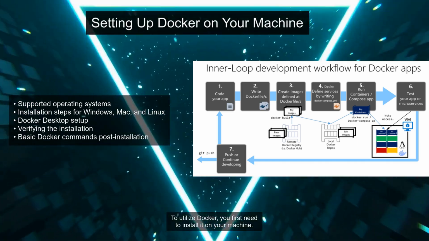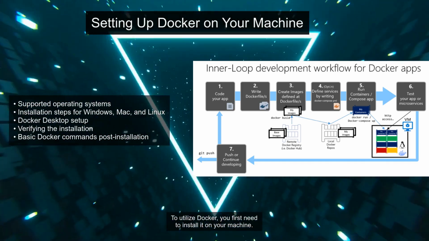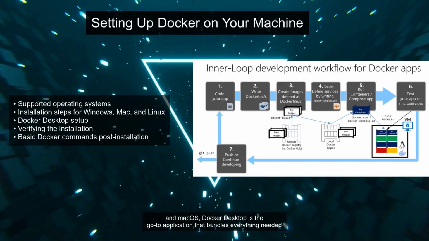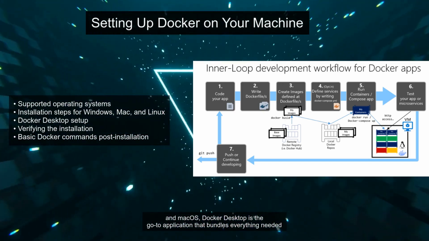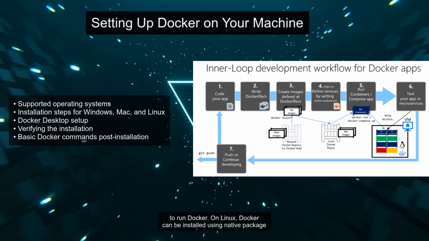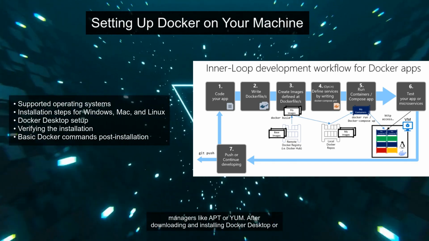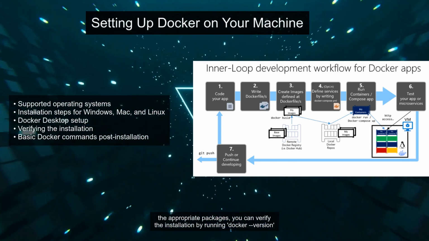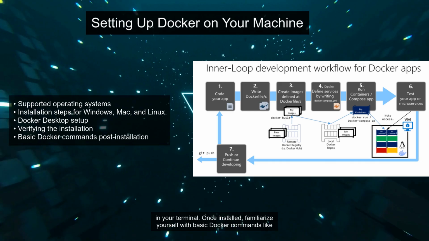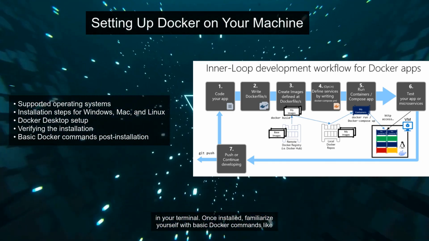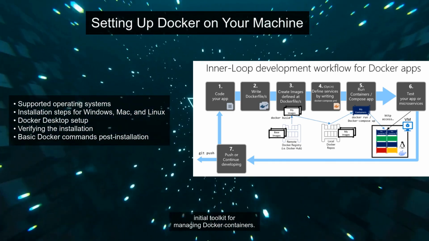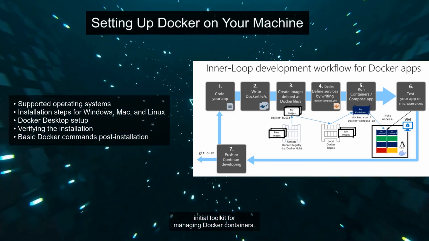To utilize Docker, you first need to install it on your machine. Docker supports various operating systems, including Windows, Mac OS, and Linux. For Windows and Mac OS, Docker Desktop is the go-to application that bundles everything needed to run Docker. On Linux, Docker can be installed using native package managers like apt or yum. After downloading and installing Docker Desktop with the appropriate packages, you can verify the installation by running docker version in your terminal. Once installed, familiarize yourself with basic Docker commands like docker run, docker ps, and docker stop. These will serve as your initial toolkit for managing Docker containers.